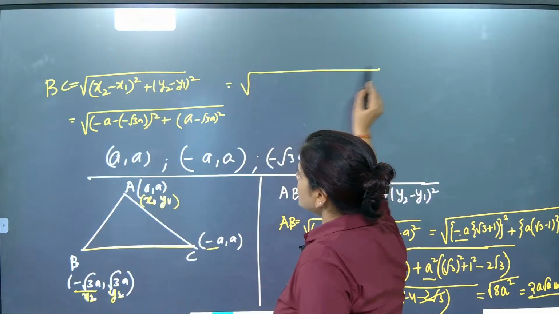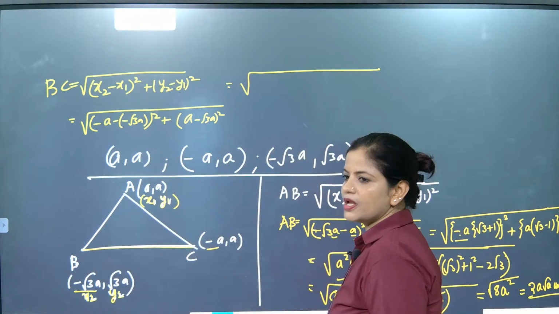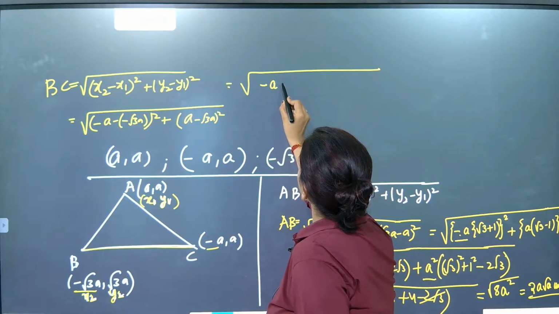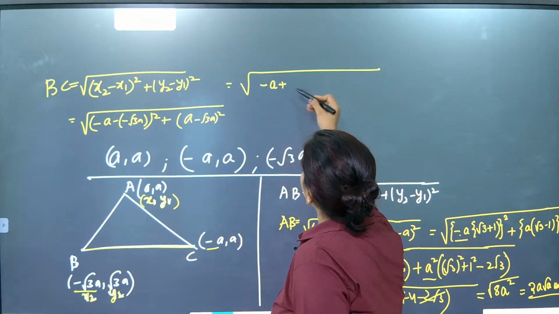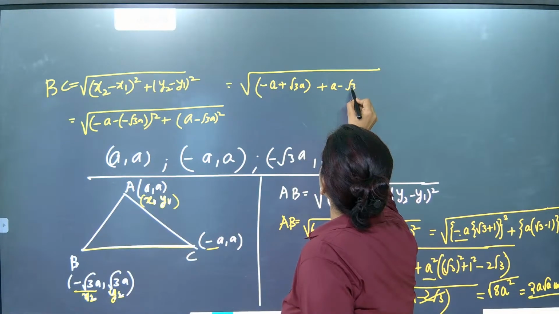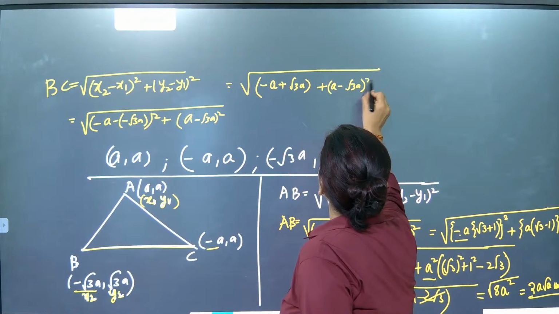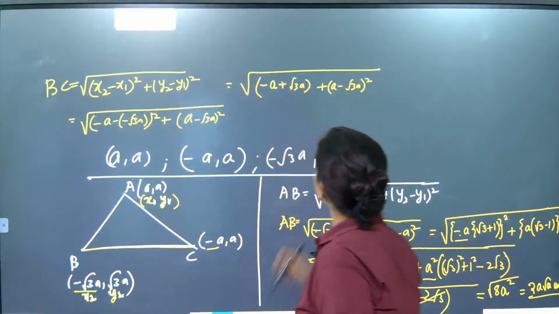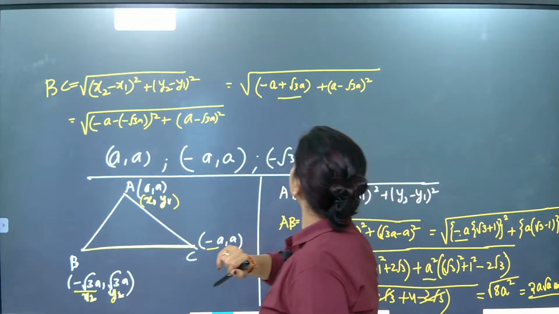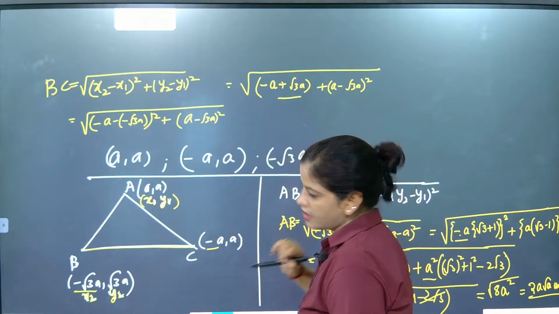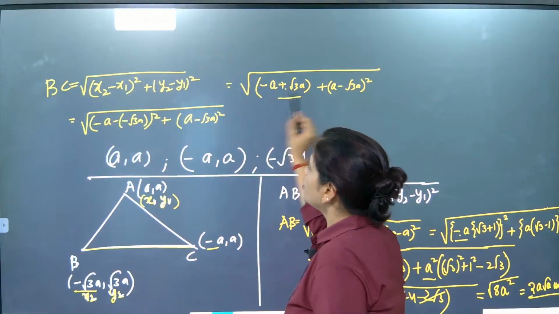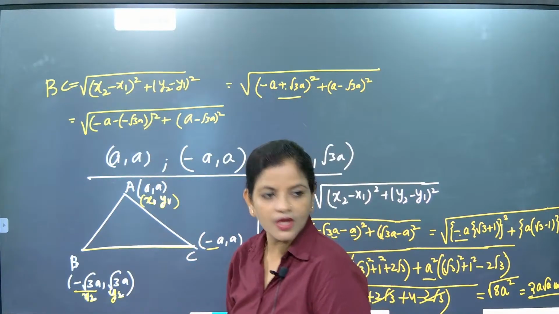Now look here. Minus into minus will become what? Plus. So minus into minus will become plus. It will become minus a plus root 3a. And here also it is coming as a minus root 3a whole square. Is it the same or different, beta? The minus a plus root 3a. Here it is exactly, look here, minus a, it is coming minus a, minus into minus plus root 3a whole square. Done. Now what is it coming as?